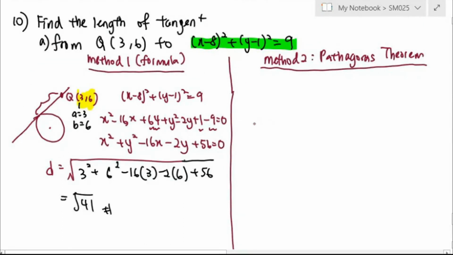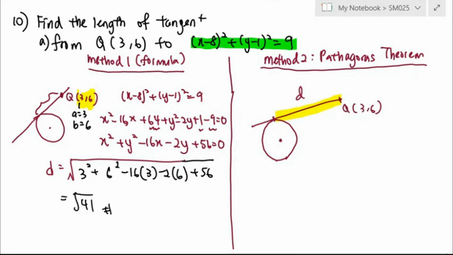Second, if you want to use the Pythagoras theorem, we need to find all the lengths of the right angle triangle first. This is the distance we want from point Q. Using the Pythagoras theorem, I have to find out our radius and the length of this hypotenuse. From the equation of the circle, we can get the center: X equals 8, Y equals 1, and radius squared is 9, which means the radius is 3. So here is 3. The center will be 8, 1.